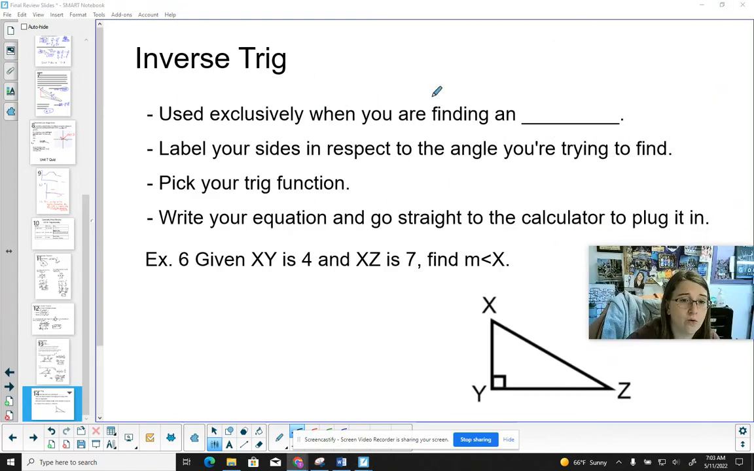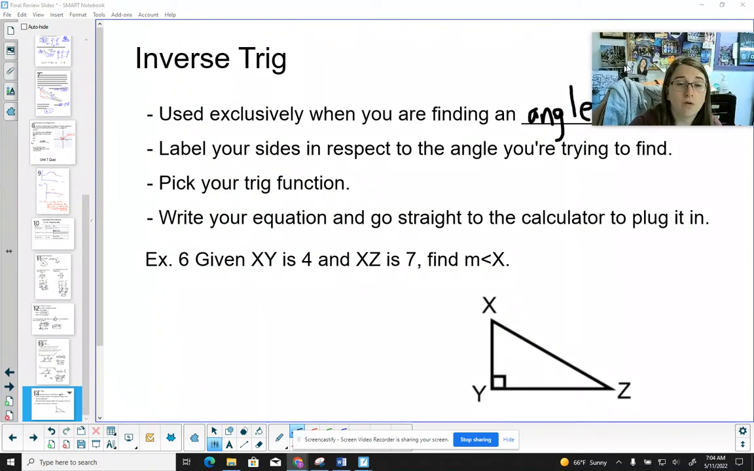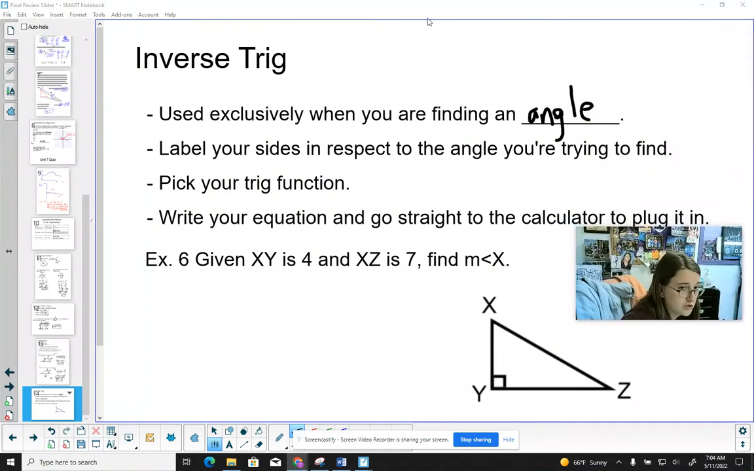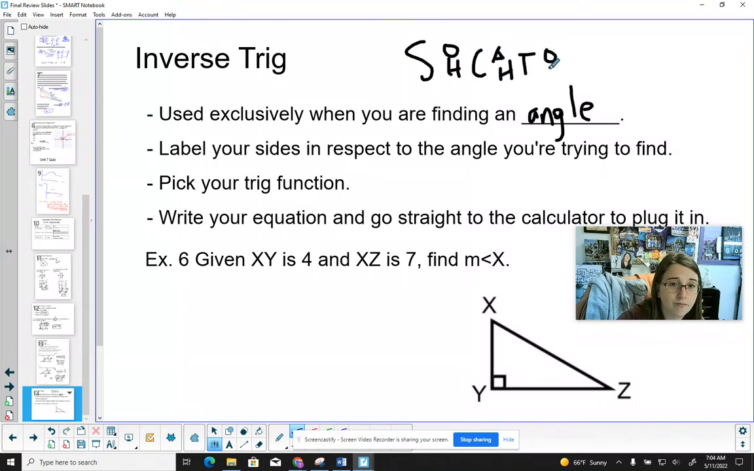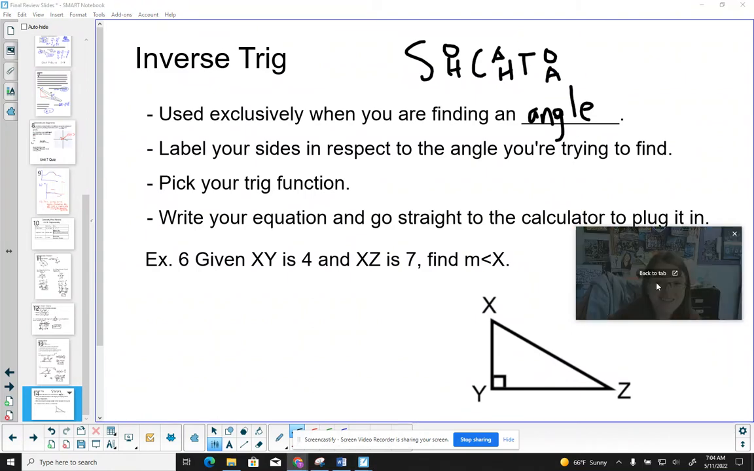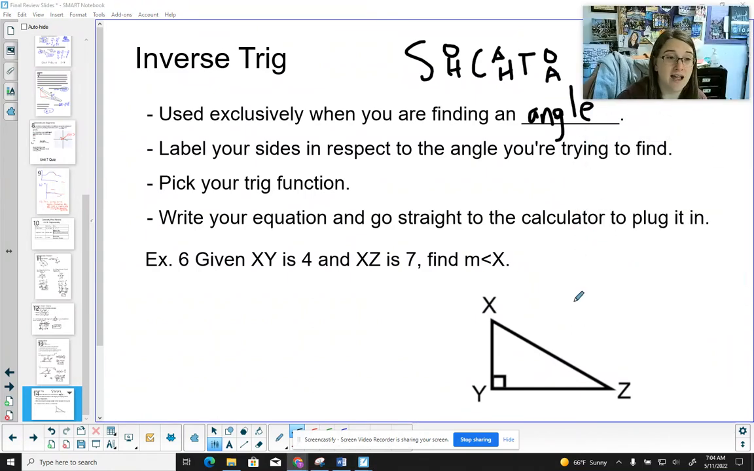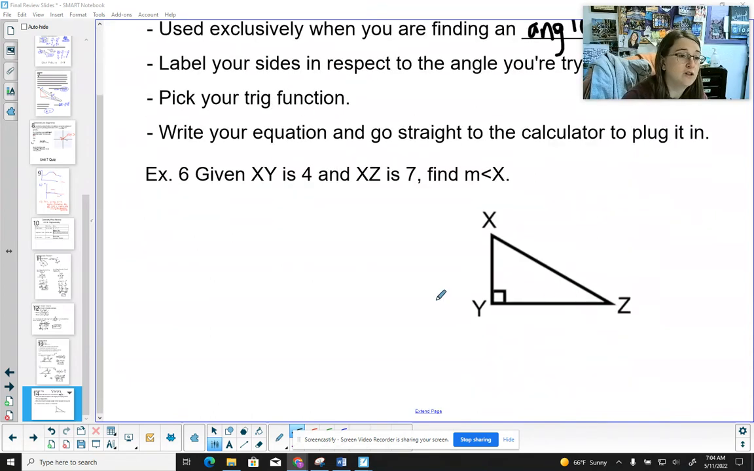We use inverse trig when you are exclusively finding an angle. If they say blah, blah, blah, find angle x, you know immediately, oh, inverse trig. We're still going to label our sides, pick our trig function using SOHCAHTOA. I'm going to copy it over again just so I have it. But there's no cross multiplying that has to happen. You actually just go straight to the calculator. So let's just do one example here because it is pretty simple. Take a second. You got 3 things you need to label. Go ahead and do so.